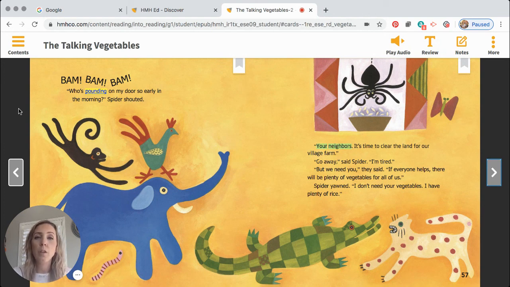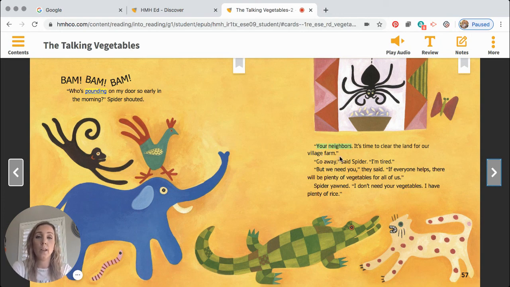Let's stop. I want you to think. Spider asks on page 56, who's pounding on my door so early in the morning? Who is pounding on his door? I want you to think and tell the person sitting next to you. So I should have heard you say something like, the neighbors are pounding on Spider's door, right? I want you to grab your highlighter or pencil, and with me find that answer on page 57.